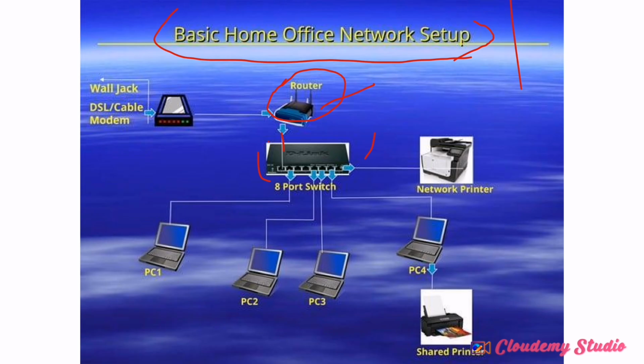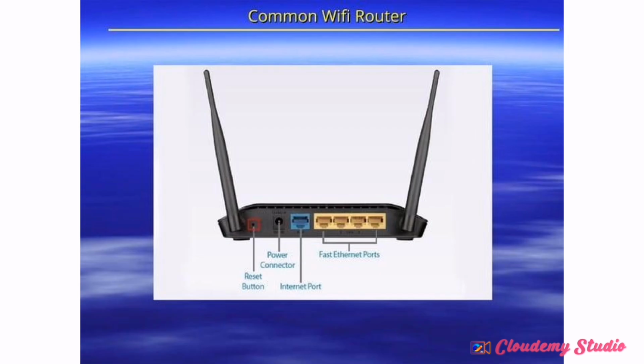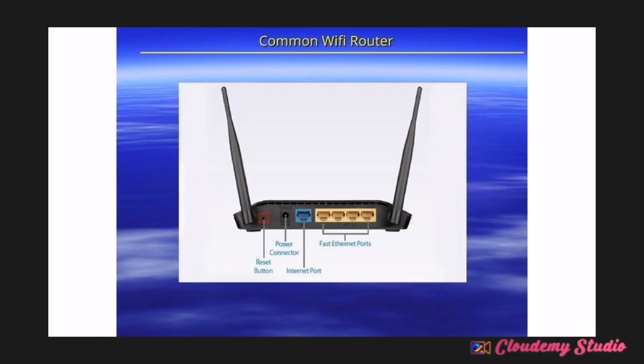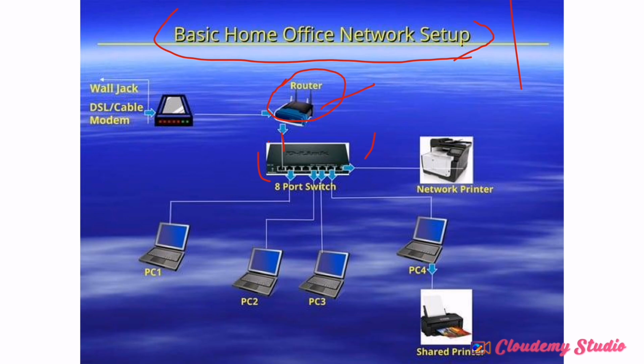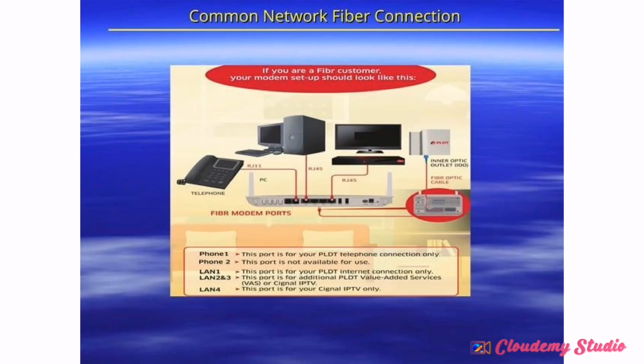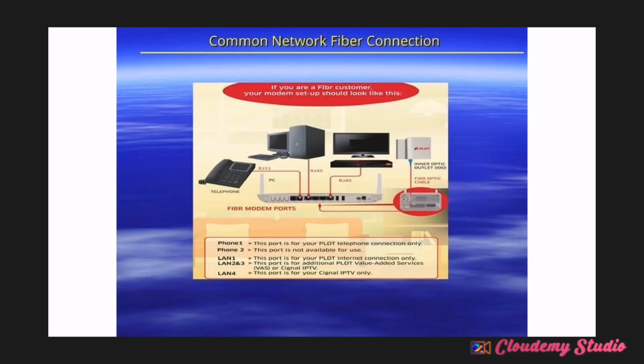So for now, I would like to proceed to the common Wi-Fi router. So these are the ports where you are seeing the power connector. We have the reset button, and the internet port, where the internet coming in is going to reach. Connect to this internet port from the WAN jack to a router, or from a Starlink directly. Okay, for now, I think the next time we meet, you're going to look at common network fiber connection.